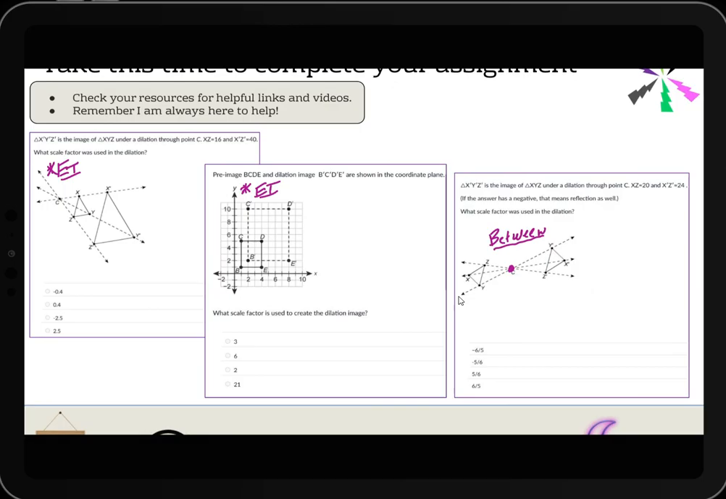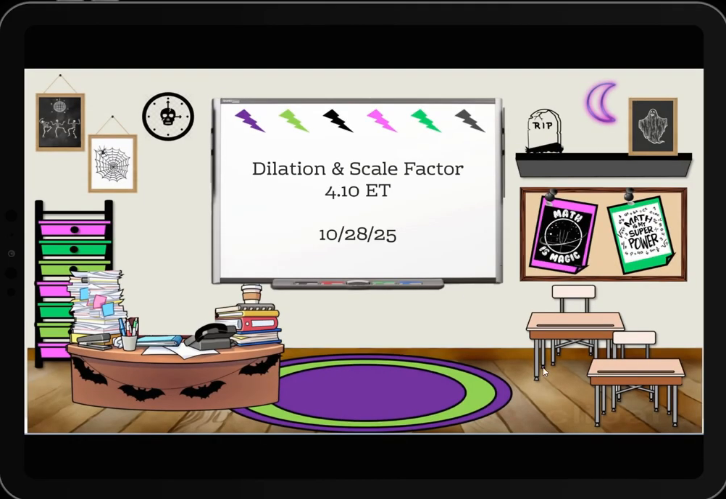What did I say you have to consider when the center lies between them? What is actually happening there? The hint is that there's a rotation happening there. So if there's a rotation happening there, that'll tell you the sign of your scale factor. And the only other thing I want you to keep in mind is, remember, scale factor is new divided by old. Okay? All right, that is going to represent our lesson over dilation and scale factor for 4.10.